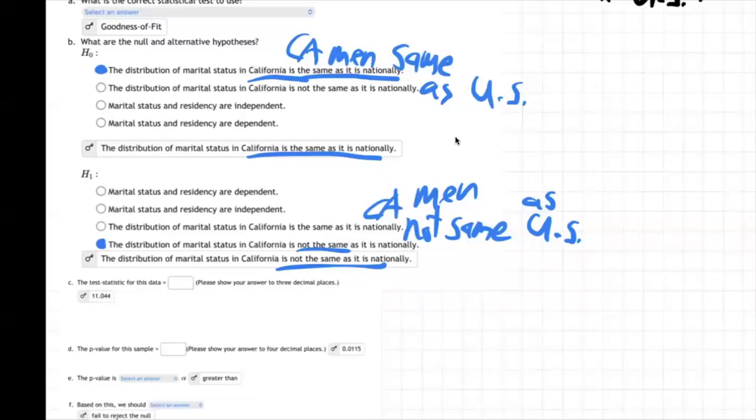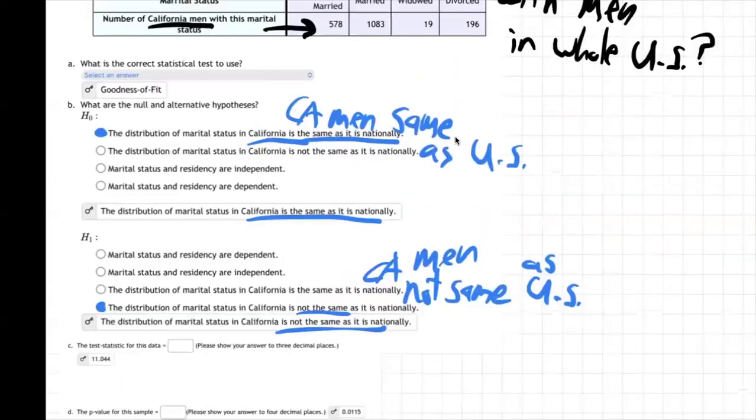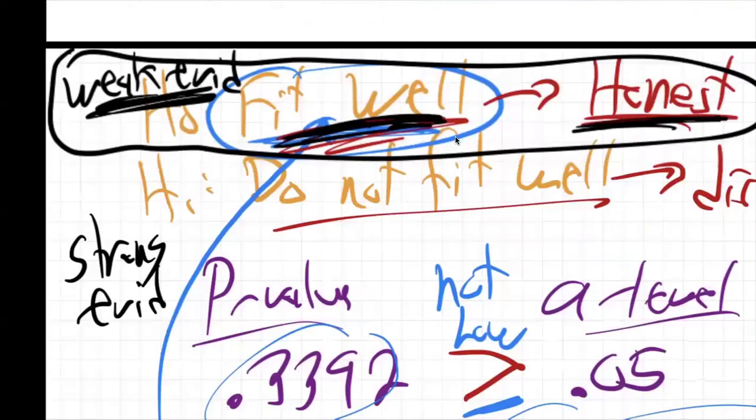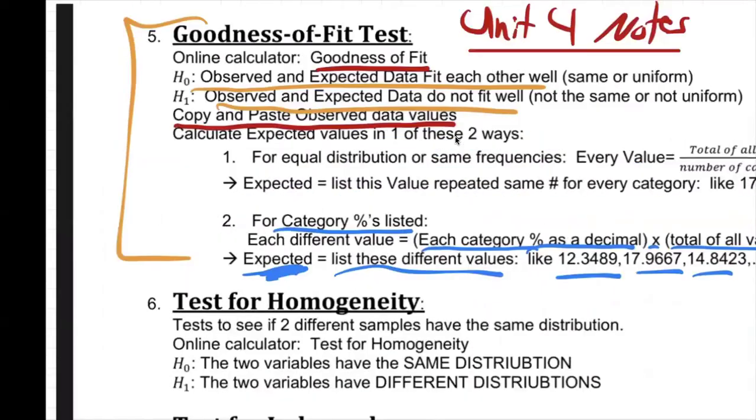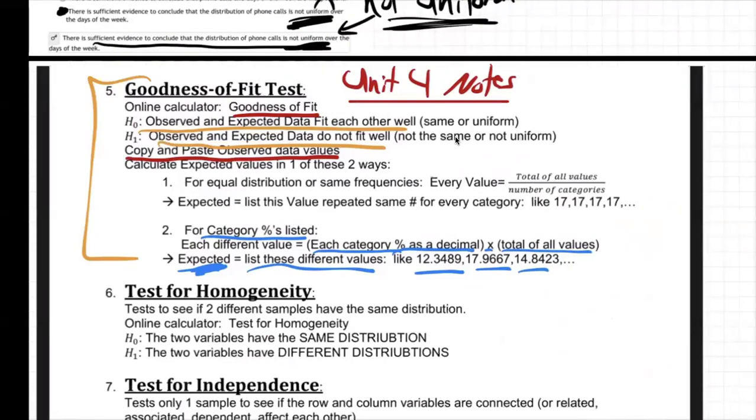To get the expected values, we have to come in here, and let me show you in the notes. Wait, it's right up here. I'm losing myself in the places. Up here, the notes. So it says for the expected values, we calculate the expected values in one of these two ways. We're going to do number two because we have category percentages.